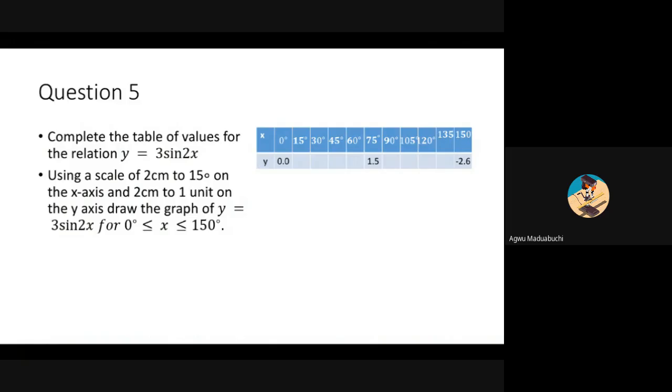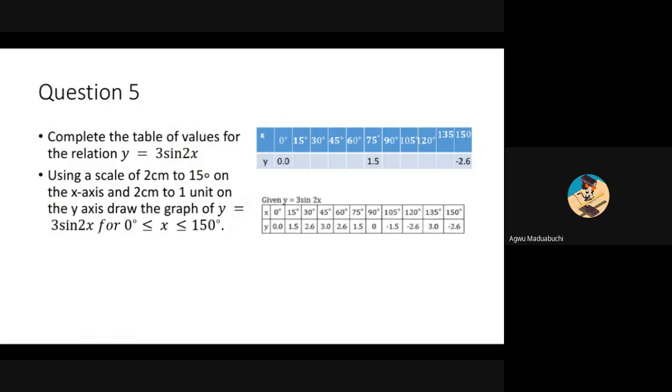Okay. Then for this question, I won't draw, just to explain some things. So the main graph here is y equals 3 sin 2x. So how to form the table of values? Just use the angles. For the first one, when x is 0, 2 times 0 is 0, sine 0 is 0, 3 times 0 is 0. Same thing, 15. Put in the value 15 here, you have 2 times 15, that gives you 30. So you find what is 3 sin 30. You write the value. So I think I have this.